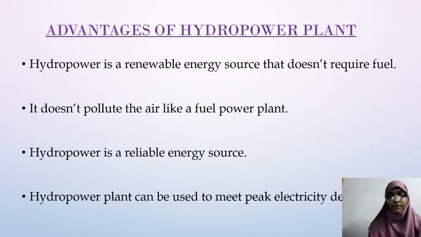Now let us see the advantages of a hydropower plant. A hydropower plant is a renewable energy source that does not require fuel. Here the main source is water. We can get water naturally from any kind of dam. It does not pollute the air like a fuel power plant. It is also a reliable energy source, and a hydropower plant can be used to meet peak electricity demand.